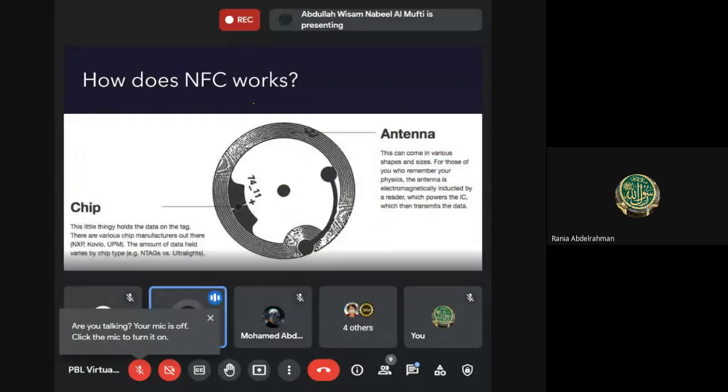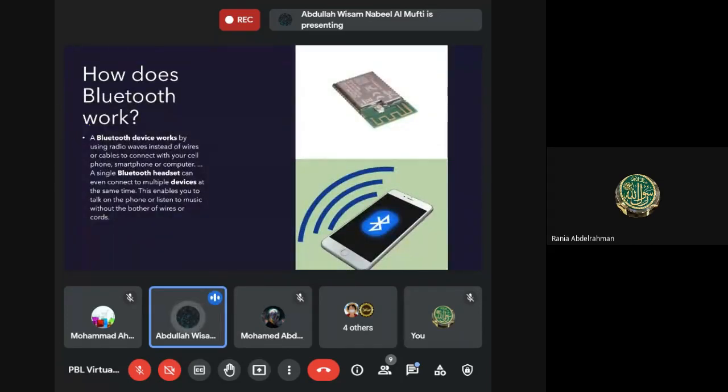Now, how does NFC work? Basically, it's a chip and an antenna. The chip holds the data and the antenna communicates with the reader, the NFC reader. How does Bluetooth work? Well, a Bluetooth device works by using radio waves instead of wire or cable to connect to your cell phone or smartphone or whatever device has Bluetooth.